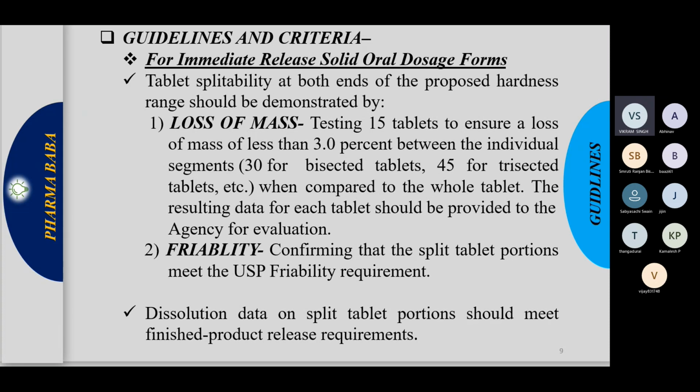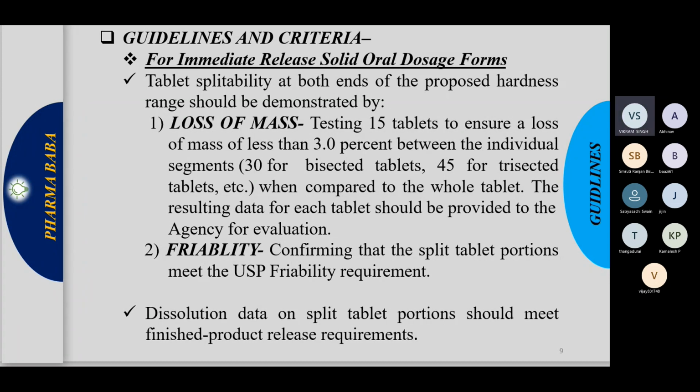Okay. So testing 15 tablets to ensure a loss of mass of less than 3% between the individual segments, 30 for bisected tablets, 45 for trisected tablets, etc., is recommended when compared to the whole tablet. The resulting data for each tablet should be provided to the agency for evaluation. So the limit is that 15 intact tablets are to be checked. If a bisection or scoring is present, then two halves means it will become 30 individual portions. If trisection is present, then it will become 45 individual split portions.